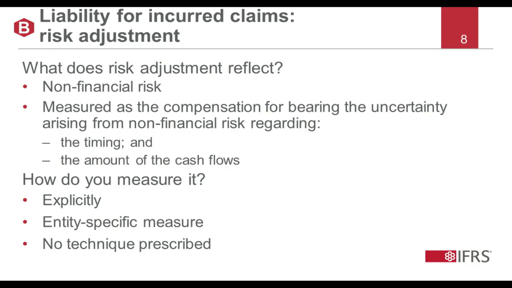Regarding the second component, the entity uses the core requirements to estimate the risk adjustment. Applying IFRS 17, the risk adjustment reflects the compensation the entity requires for bearing the uncertainty arising from non-financial risks. The risk adjustment in the liability for incurred claims reflects the unexpired portion of non-financial risk for claims not settled yet. The uncertainty measured by the risk adjustment could be related to the timing or the amount of payment of claims, or both.